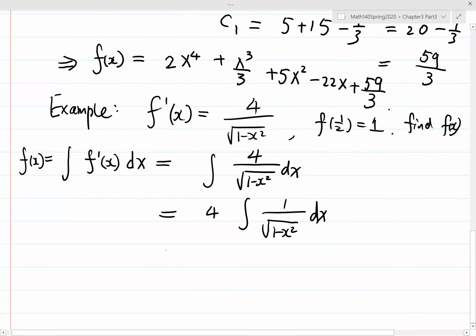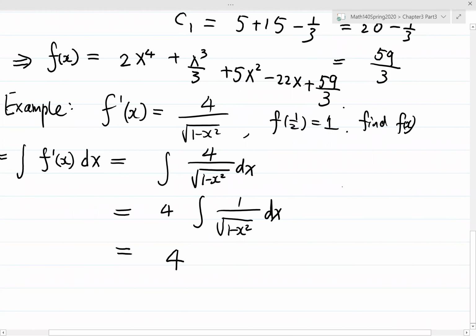And then use the antiderivative table. Now, this is 1 over square root of 1 minus x squared. Remember, the derivative of arcsine x is 1 over square root of 1 minus x squared. So the antiderivative of 1 over square root of 1 minus x squared will be, from the antiderivative table, arcsine x.